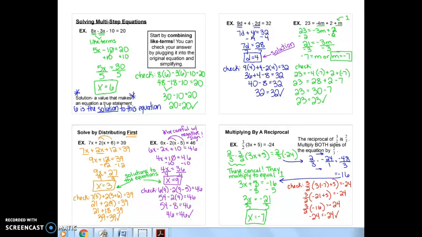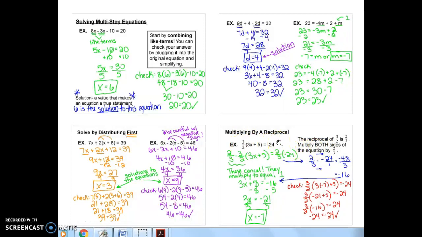I would be very careful, and I would be sure to use your calculator and wrap that fraction in parentheses when using your calculator. Now, your other option, which I would suggest, is actually taking this fraction and multiplying both sides by the reciprocal.